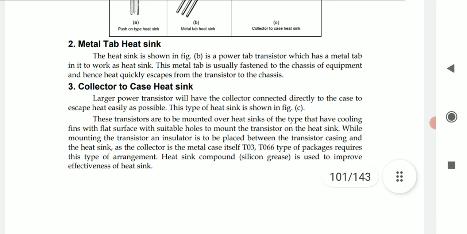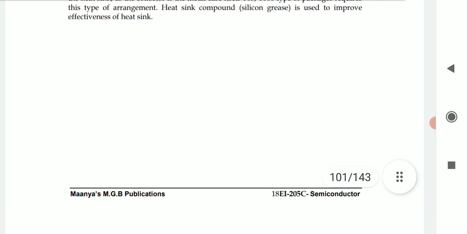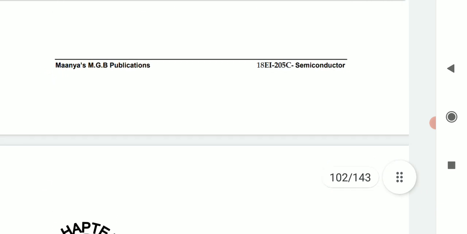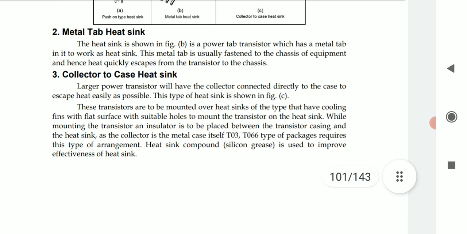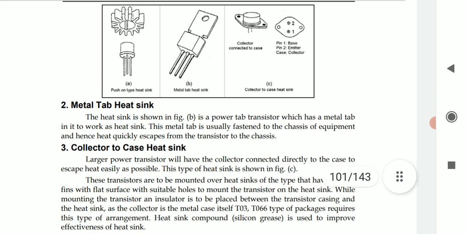The same thing is given in the description. With this, the transistor topic has been completed.